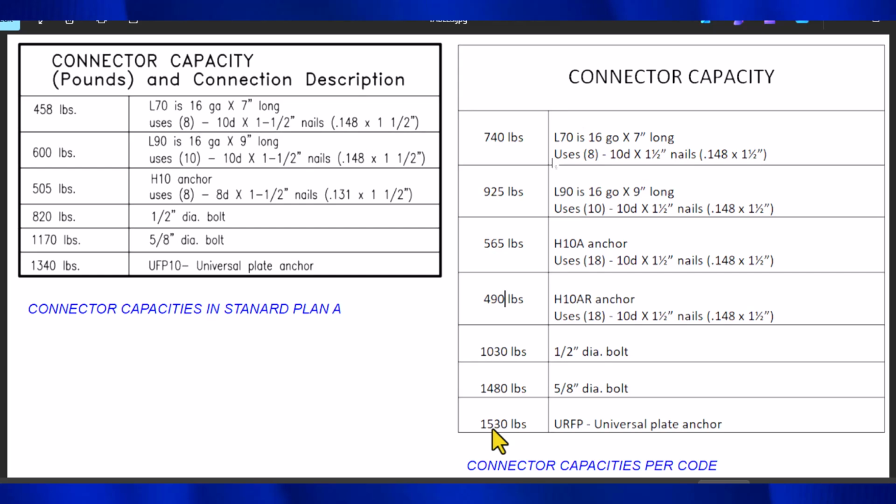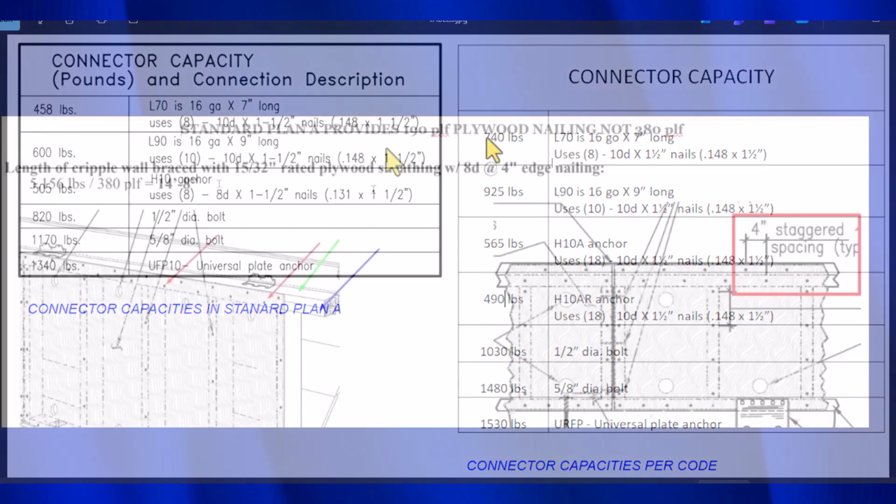So absolutely every single value in the Standard Plan A connector table is off, and that really screws up the reinforcement schedule and makes the retrofits much more expensive than they need to be, because as you can see on the right, these values are much higher. In order to reach the engineering goal of the calculations, you can use less hardware using this table rather than the one on the left.